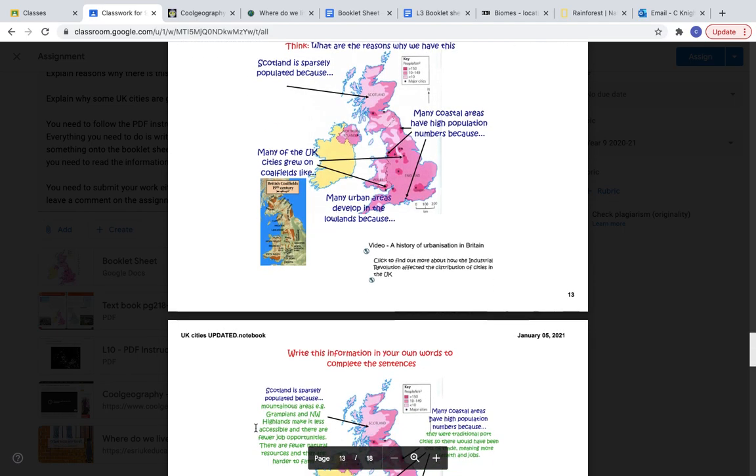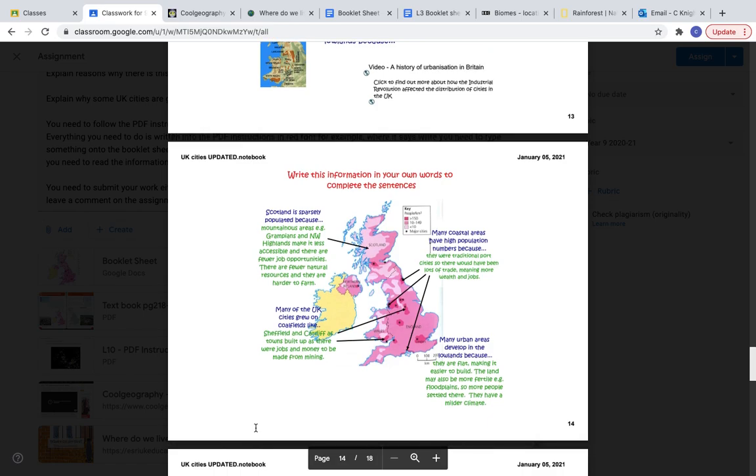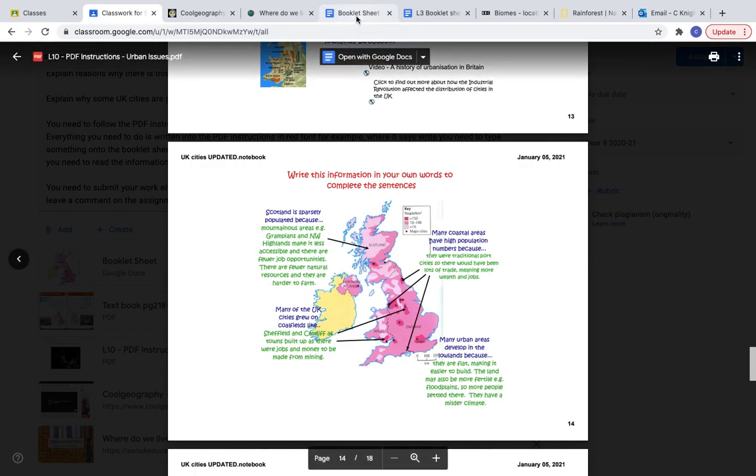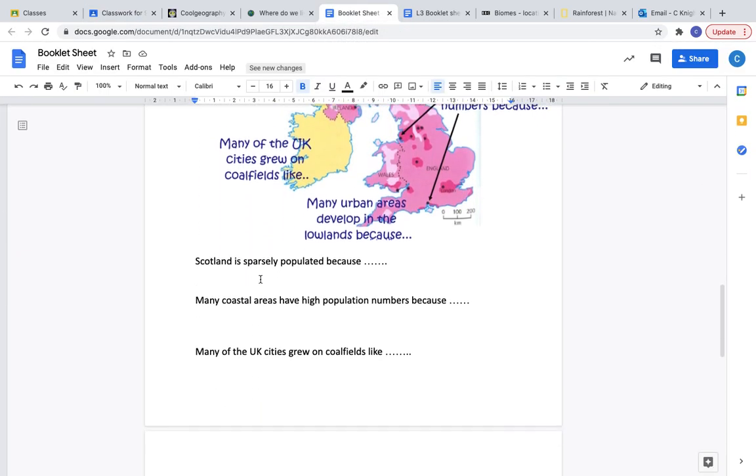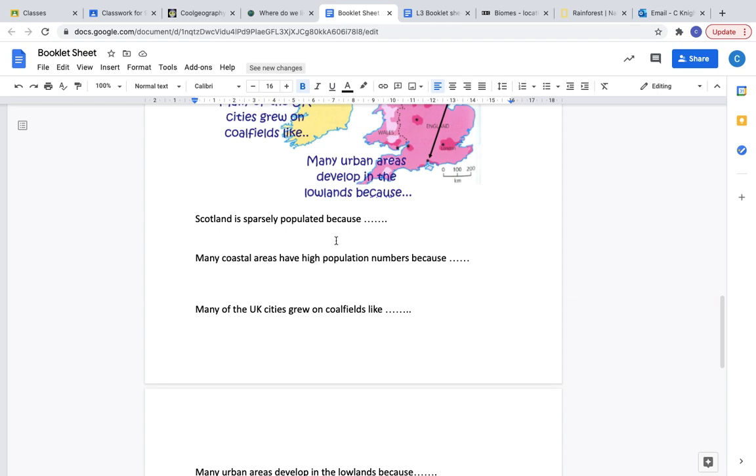So moving on to our next slide. After you've had a little look at the videos, move on to this slide and read this information here, which is completing those sentences. We'd like you to use your own words here to complete your sentences on your booklet sheet. So moving on to the next activity, and here are our sentence starters.